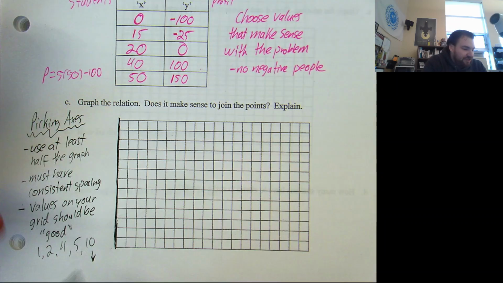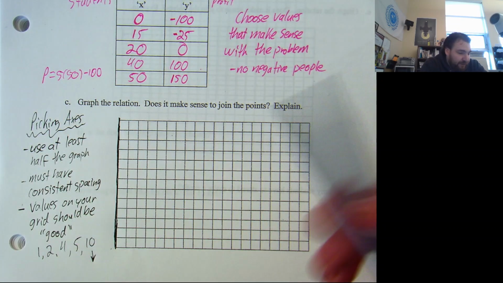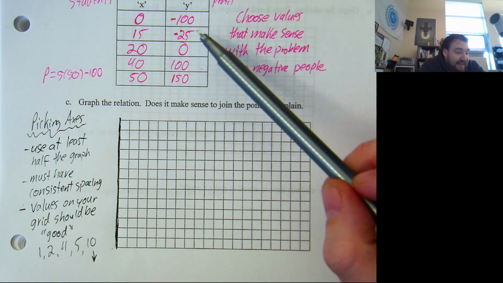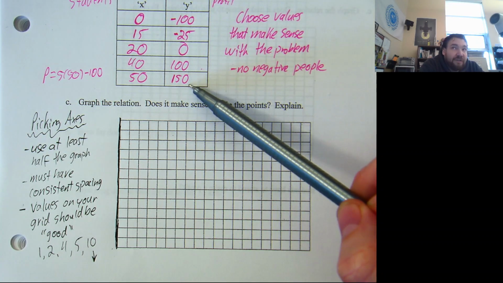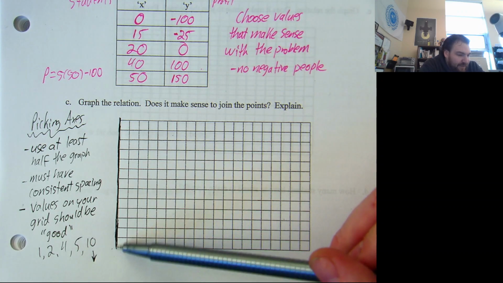Okay, so this is important. And the only way to really wrap your head around that is to try a few. So let's try a few. This is the data that we've got. We want to cover the spread from negative 100 all the way up to 150, and we have to place those values on here.